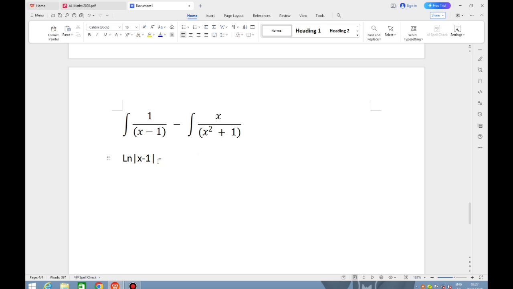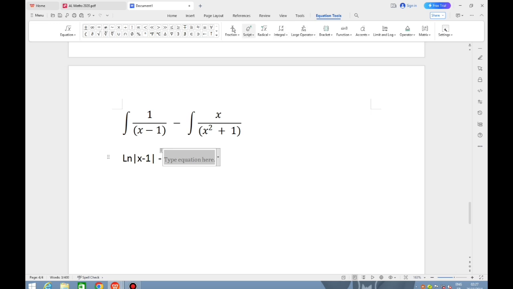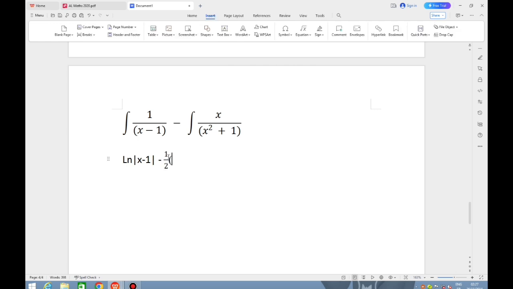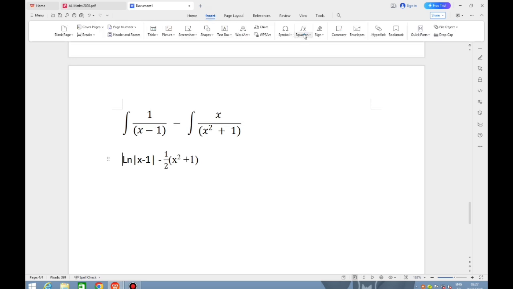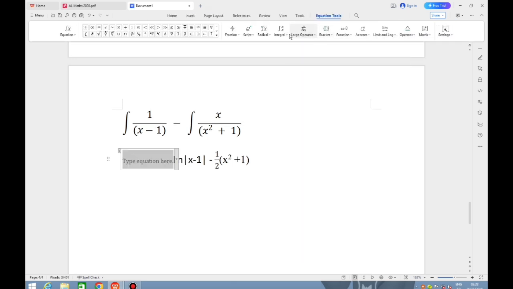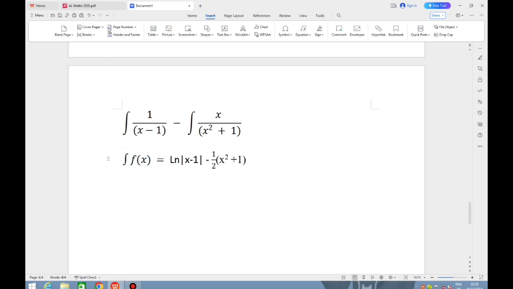so that's just 1 on 2 into x squared plus 1. So this is the integral of f of x dx, so we can just write the integral of f of x simply equal to this, and here's your answer.